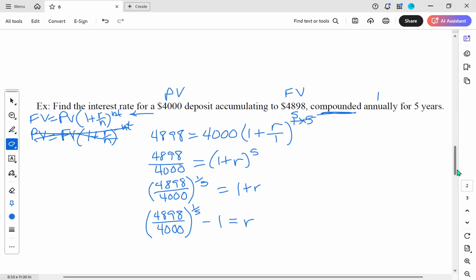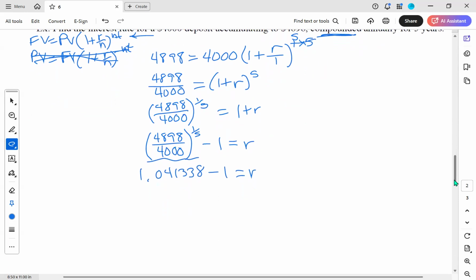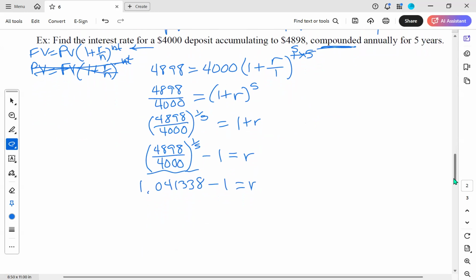Now you can go get your check figure. Again, it's your parentheses and your exponent. So that's going to give us a check figure of 1.041338 minus 1 is equal to R. And so this minus 1, this is always going to be 1 point something. So it's always going to take that 1 off. So we're going to have 0.041338 is equal to our R.